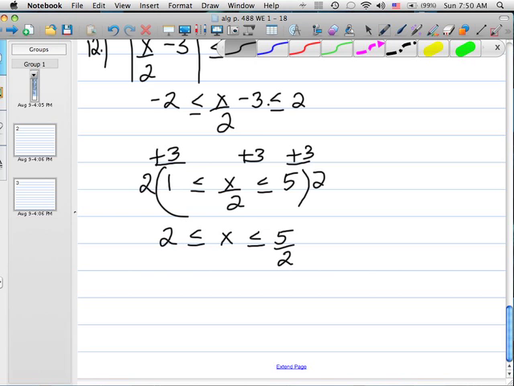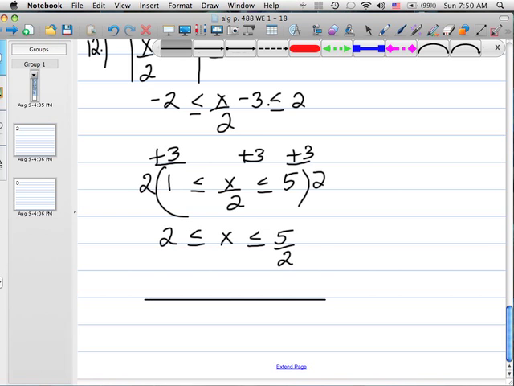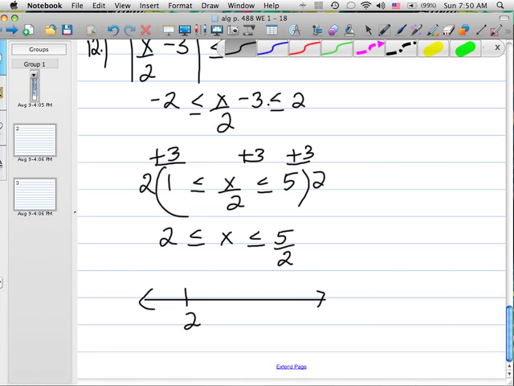And then graphing it, this is 2, 5/2 is 2.5, so that would be between 2 and 3, we'll just put 5/2 here. So we have closed circles at 2 and 5/2 since we have the less than or equal to, and shaded in between.